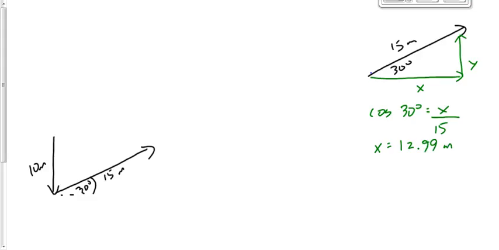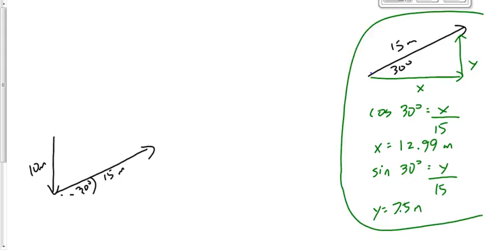And then, of course, we're going to use the sine function for the y component because it's the opposite side. Sine 30 degrees is equal to opposite over hypotenuse. Y ends up being equal to 7.5 meters. So I like to square that off just to set it aside from the rest of the question.